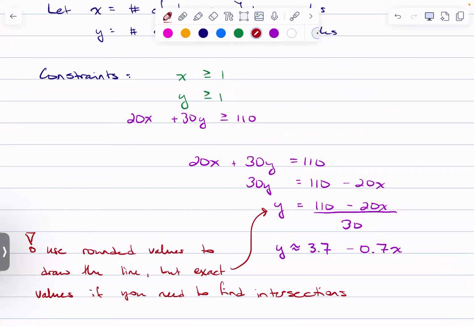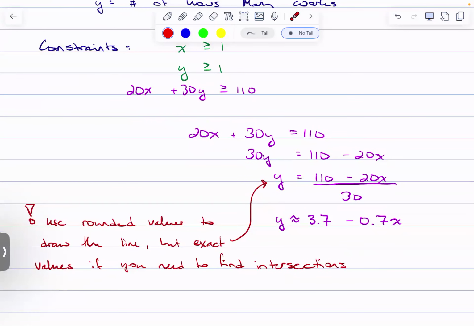So let's draw these. How do I know what scale I need to be including? In this case, it's not too bad, right? Because I know on my y-axis, y has to be greater than or equal to 1, and then my next constraint would be that y has to be above 3.7. So what if I just did up to 6, just for fun.